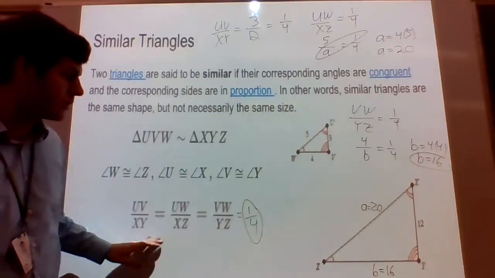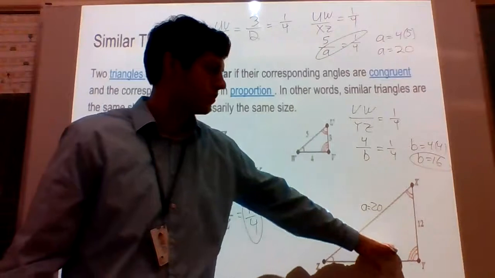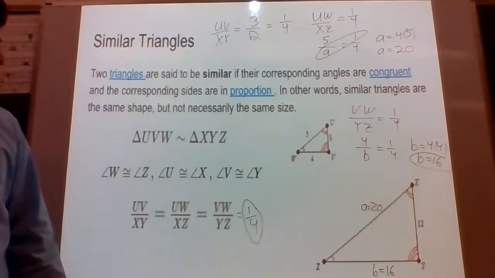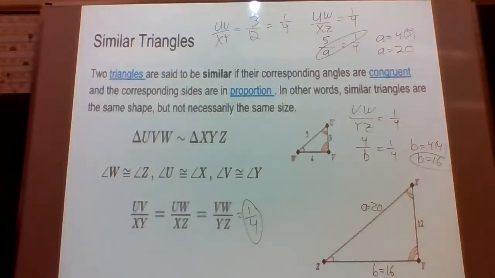So all the ratios are the same. Congruent angles as depicted by the arcs. So since all the ratios are the same and all the angles are congruent, we have similar triangles.